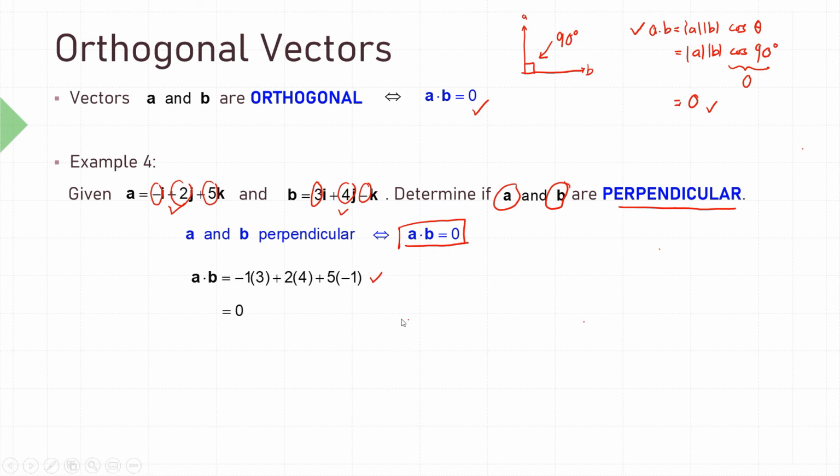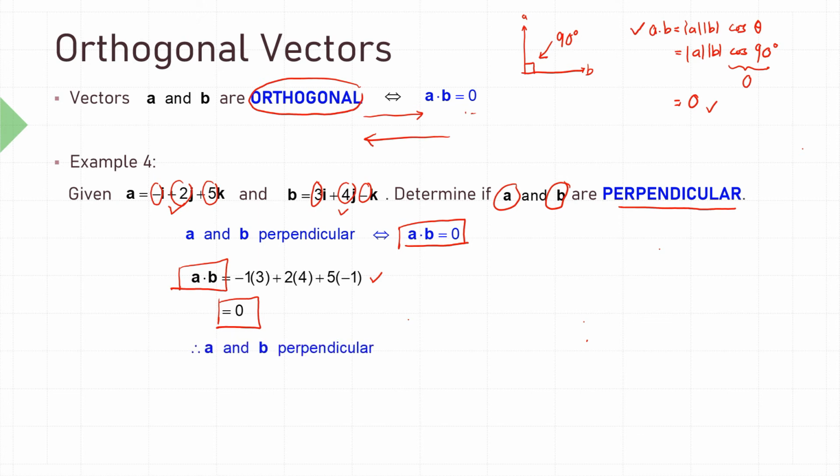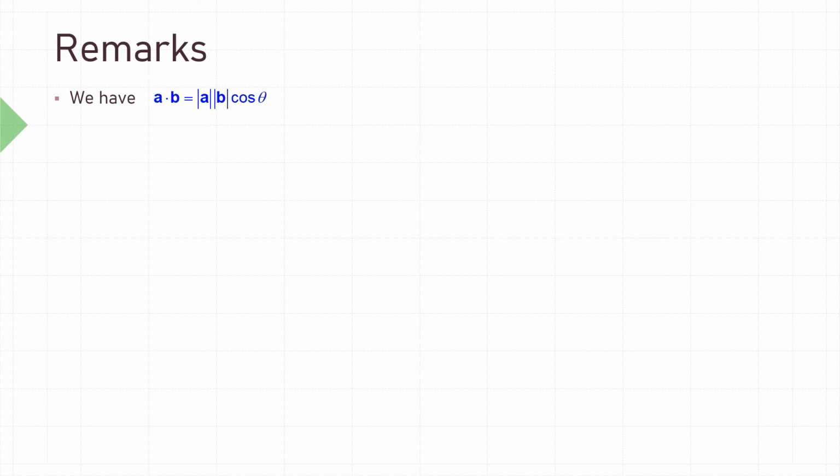We simplify this and we'll get 0. A dot B is equal to 0. What can we say? We can say that if A dot B is equal to 0, then A and B are perpendicular or orthogonal, because this is if and only if. It goes this way and also it goes this way. Alright, now we can say that A and B are perpendicular.